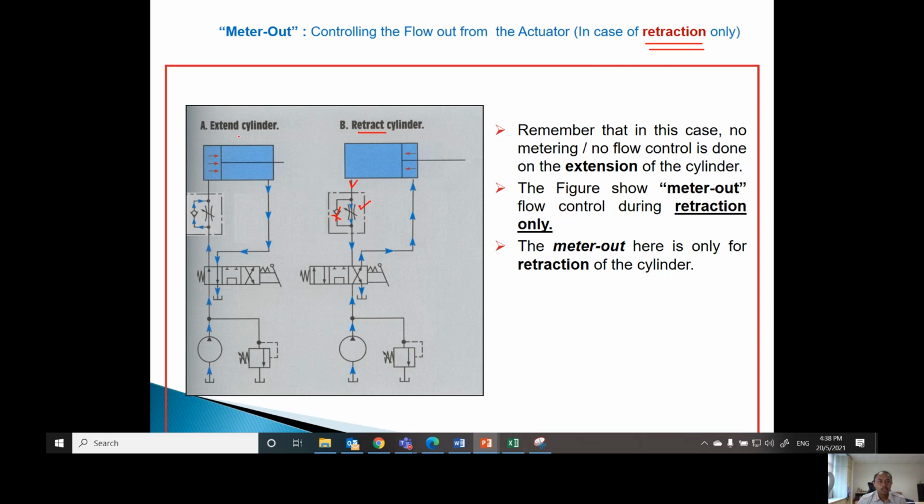Okay, but during extension, you can see there is a free flow. When there is a free flow, the FCV will be bypassed, so the cylinder will extend at 100% of the speed.